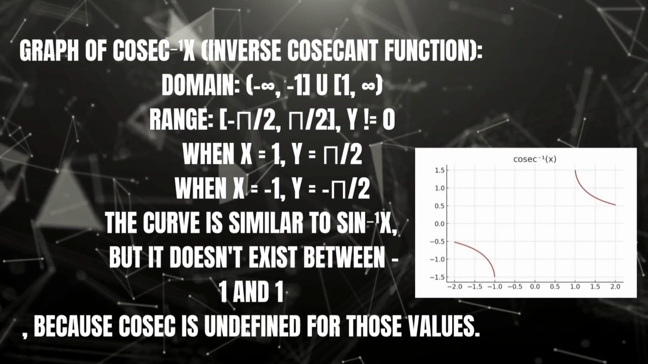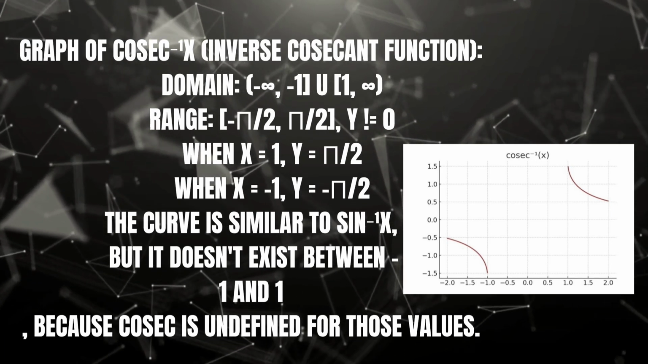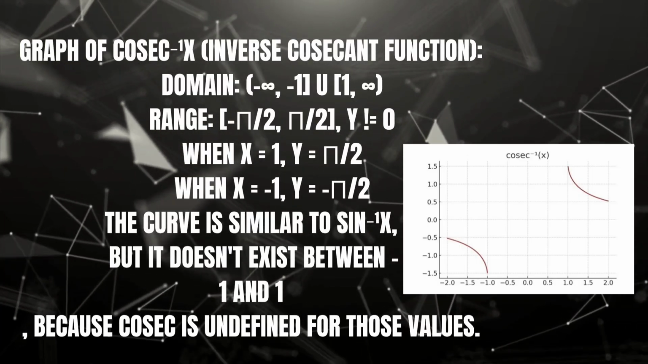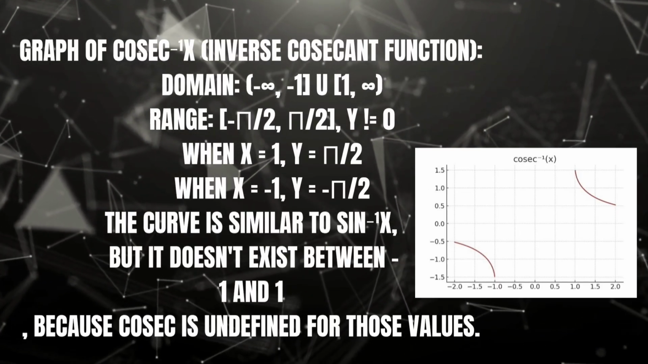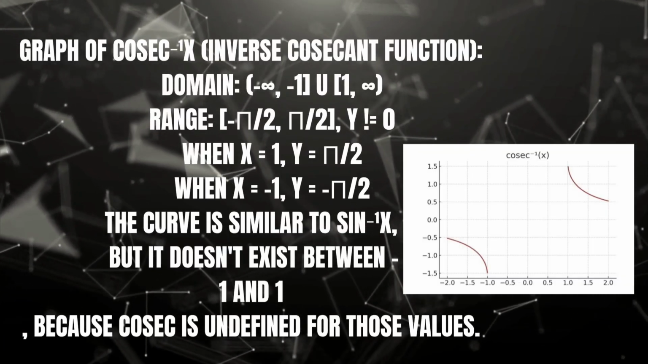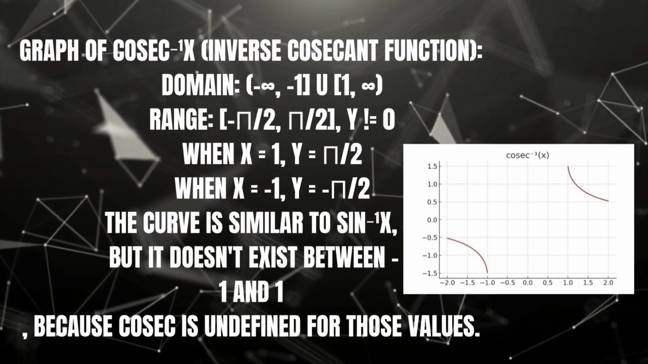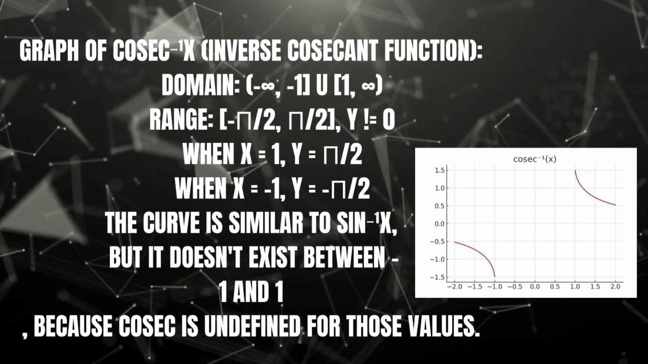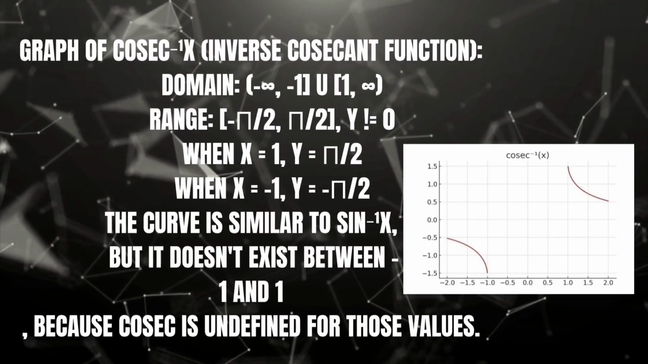Now for graph of cosecant inverse of x, see the figure, it is the curve of cosecant inverse. The domain is -infinity to -1, union 1 comma infinity, where the range is -pi/2 to pi/2 with a condition y not equal to 0, and when x equal to 1, y equal to pi/2, x equal to -1 and y equal to -pi/2. This curve is again similar to sine inverse of x but doesn't exist between -1 and 1 because cosecant is undefined there, right?